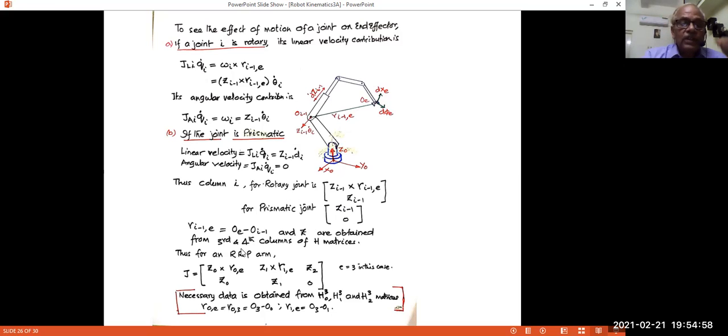Okay, as I said, this r_(i-1,e) is O_e minus O_(i-1). And z is determined from the third column of the rotation matrix. So you can obtain both from the third and fourth columns of the H matrices, H_40, H_60, H_6i for example.